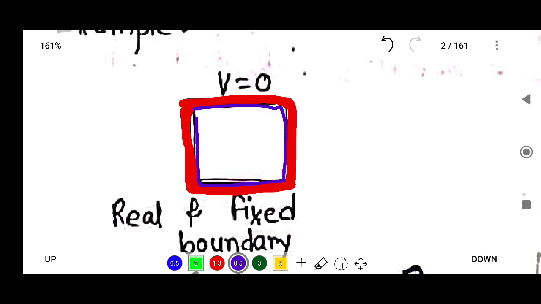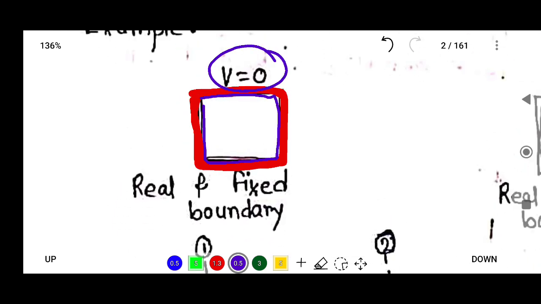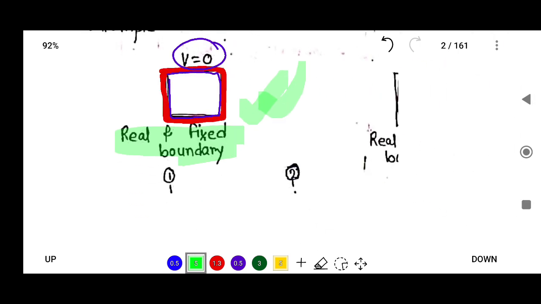System means where our study is focused, and the velocity of this system is 0. Here there is a real boundary, so you can say that this is the real and fixed boundary. Fixed means the velocity is 0. That is why this is known as real and fixed boundary.